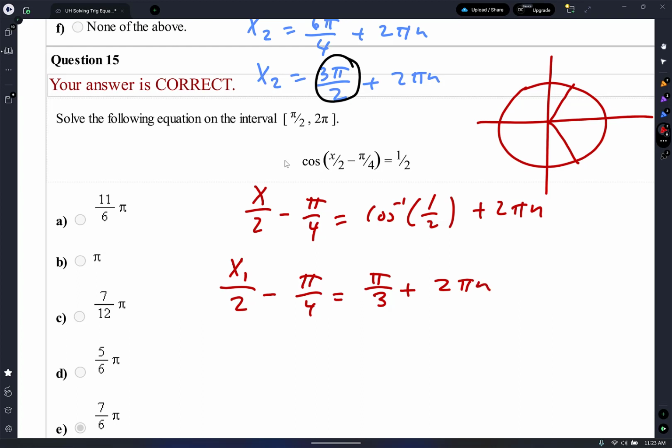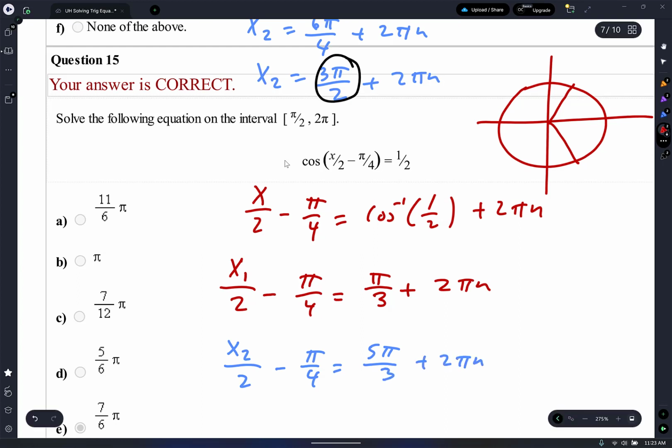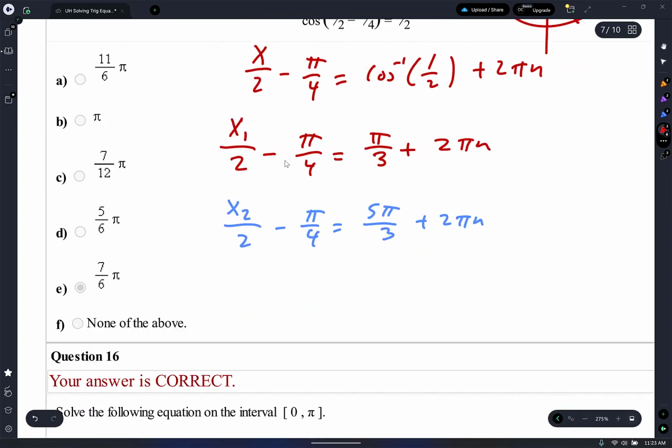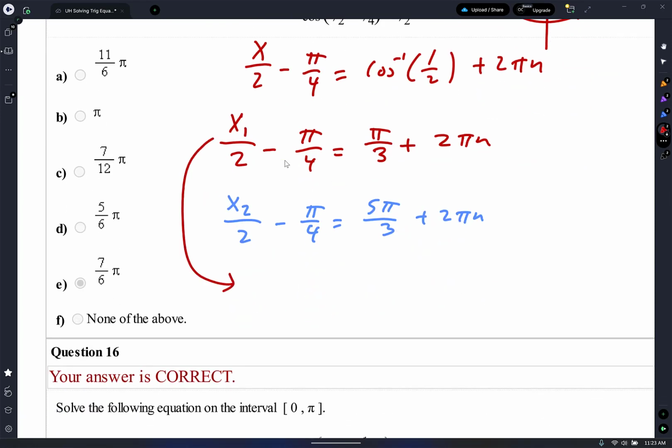And I'm going to change my color and go to sky blue. x2 over 2 minus pi over 4 equals, what's the one in quadrant 4? 5 pi over 3 plus 2 pi n. All right, here we go. I'm going to go back to the one in red here. I move the pi over 4 first. So I'm going to write x1 over 2 equals pi over 3 plus pi over 4 plus 2 pi n.